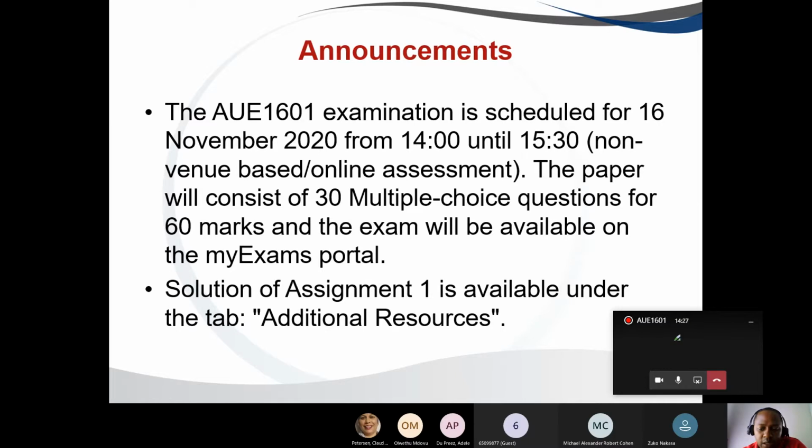Secondly, since the date for assignment 1 has closed, the solution is available under the additional resources tab. I think it's best that you do go and look at the solution. As I said earlier, we are heading towards the exam period, so just make sure that for any answers you did not get correct, you see what the correct answer is and how we got there. Then I'll hand over to the lecturer. I see you are online. The floor is all yours.